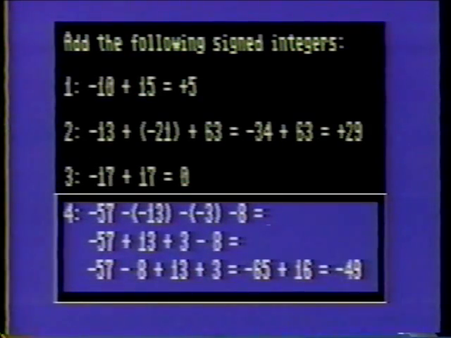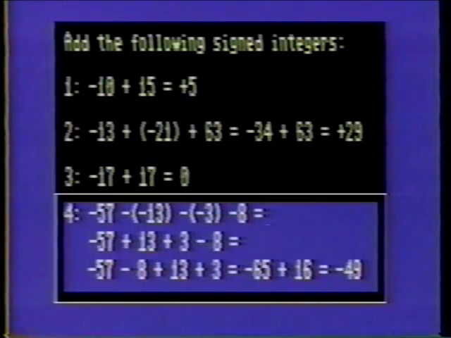Number 4. In order to solve this problem, you must remember a minus sign preceding a negative number alters the sign of the number. Thus, negative 57 minus negative 13 minus negative 3 minus 8 is negative 57 plus 13 plus 3 minus 8. Now that all the sign changes are taken care of, this problem can easily be solved.